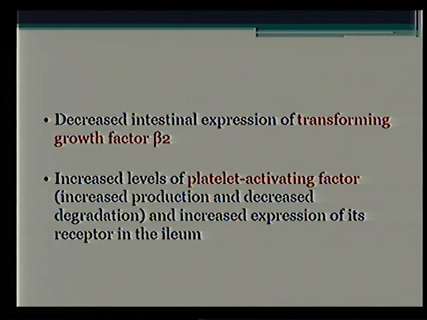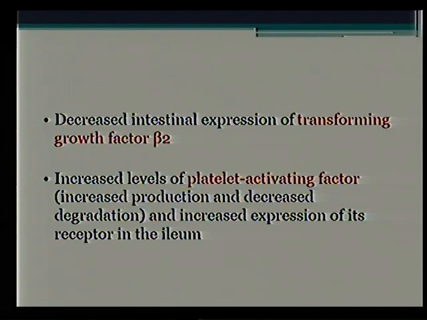The second thing is the decreased intestinal expression of transforming growth factor beta 2. Again, transforming growth factor is one of the important molecules involved in the development of the normal gastrointestinal tract. As the maturity of the newborn advances, the concentration goes on increasing. So premature infants have lesser TGF-beta, whereas term infants have normal levels of TGF-beta. This again has some kind of therapeutic and diagnostic benefit. I will come to that later.